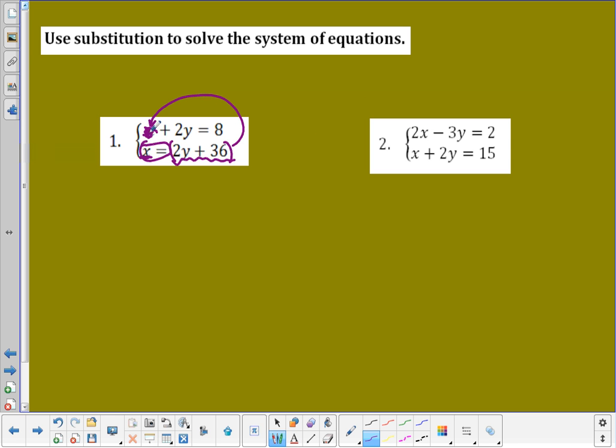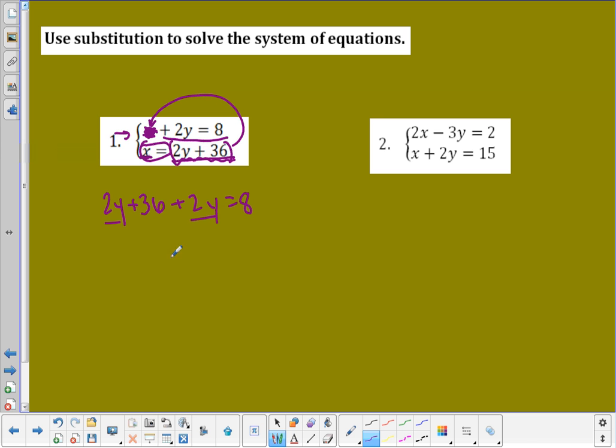So we're going to replace that x with the 2y plus 36, and then rewrite this whole top equation. I have 2y plus 36 from this bottom piece that I'm replacing the x with. I still have the rest of it as it stands, plus another 2y is equal to 8. Now I have one equation with one variable. I have some combining to do and some solving to do, but I know how to do that, so that's what I'm going to do.